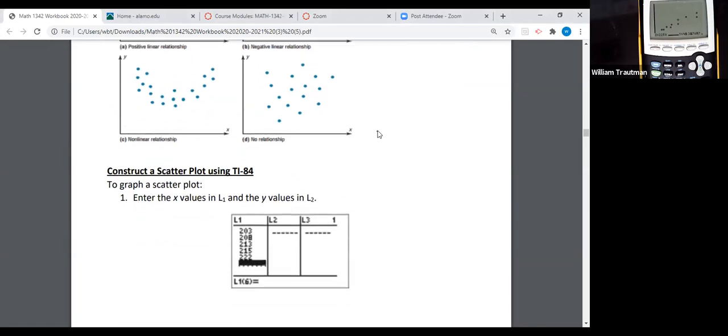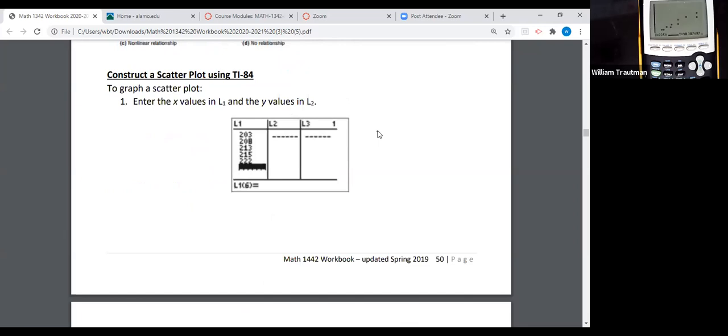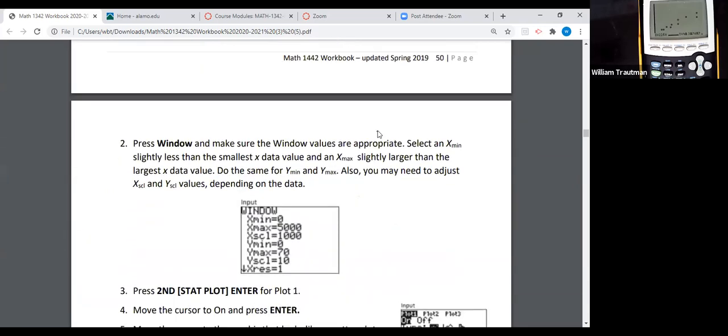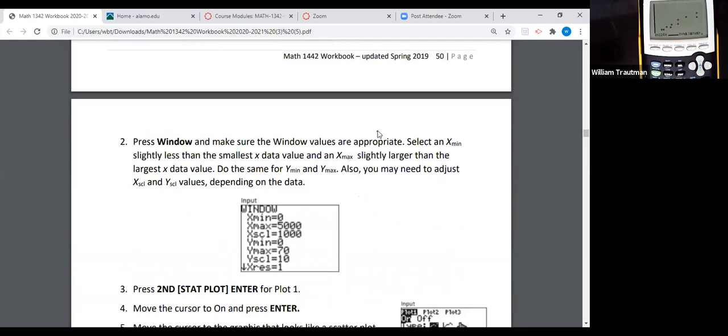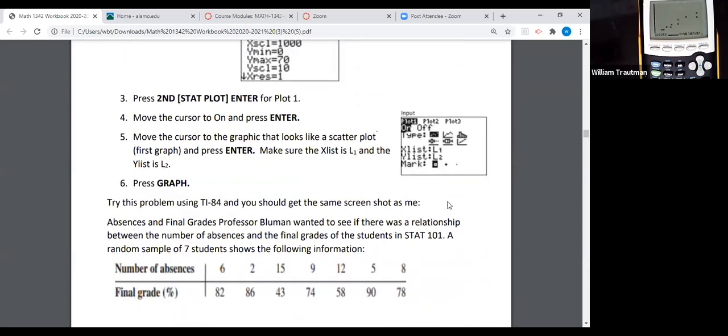So here now, once again, let's construct a scatter plot. What we just did, they give us the steps again. Enter the X values into L1 and the Y values into L2. Press window to make our settings fit our data. Hit second stat plot, enter plot 1, and move the cursor over to on. Hit enter and now press graph. Once your window's set up and your stat plot is on, then you should be able to graph it.